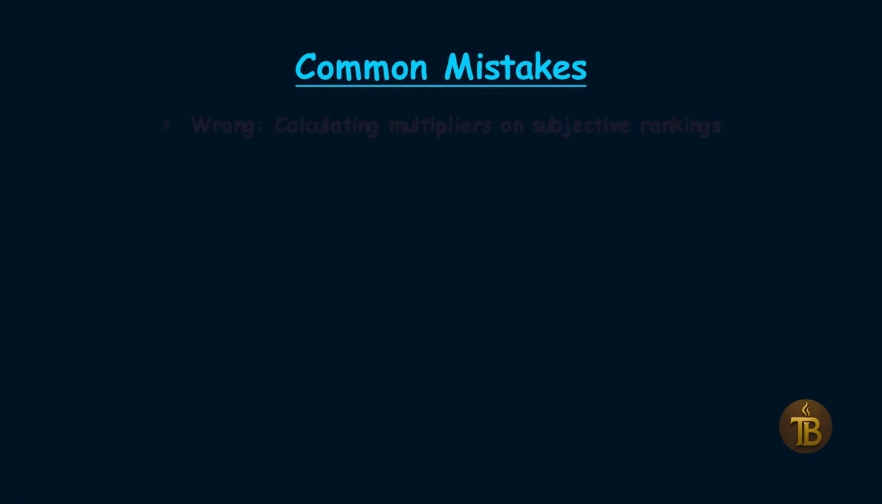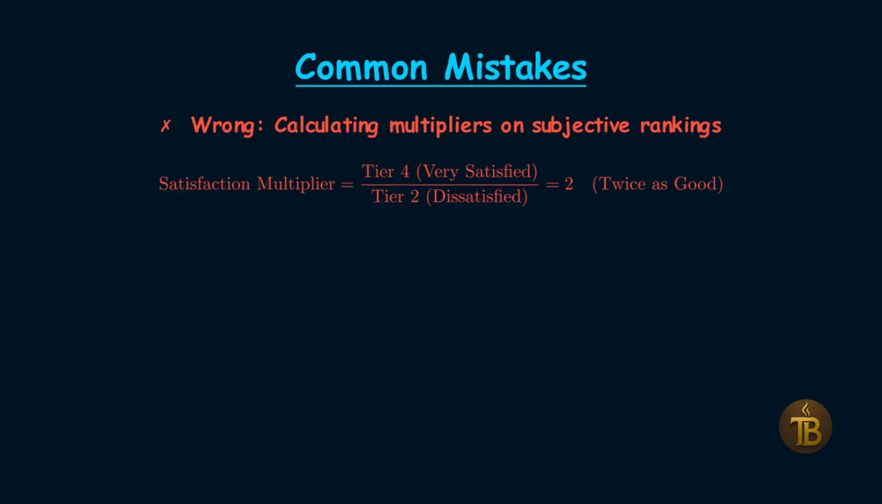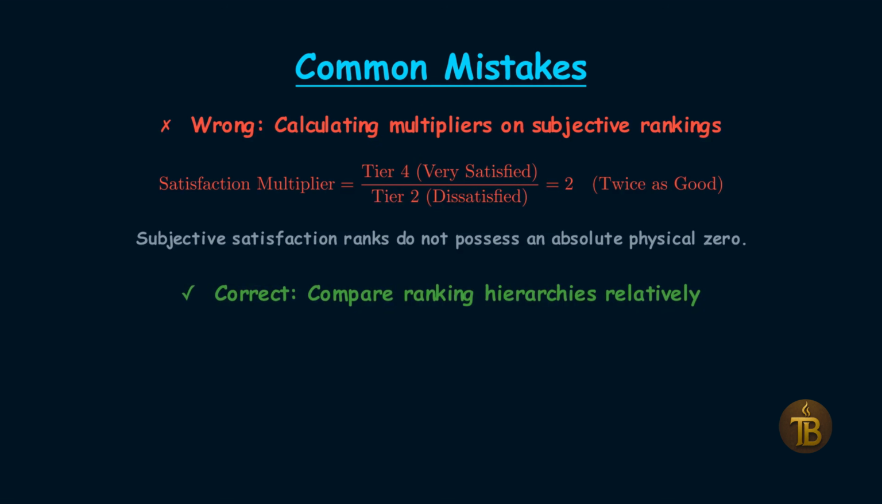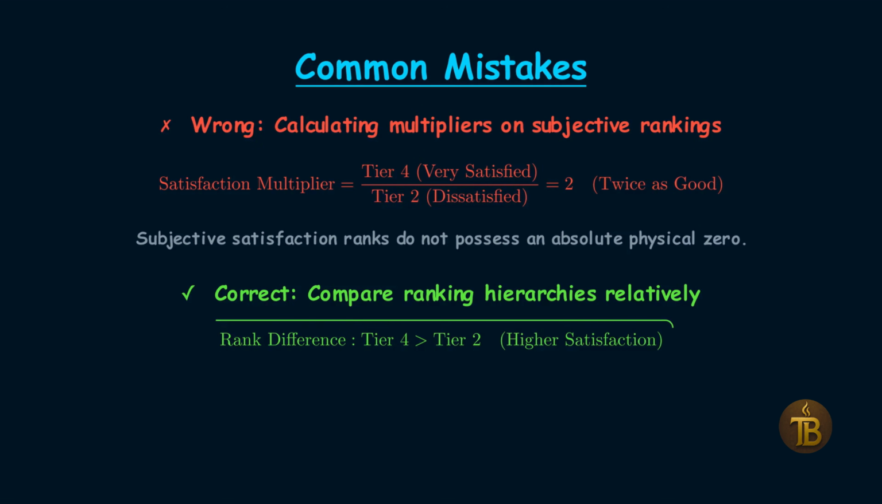Let's highlight a common mistake. You must not calculate multipliers on subjective ordinal ranks. Stating that a very satisfied customer at Tier 4 is twice as happy as a dissatisfied customer at Tier 2 is mathematically invalid. Instead, compare their relative ordering.